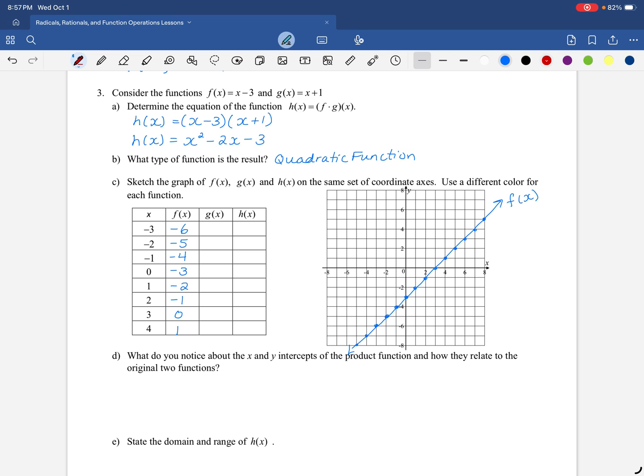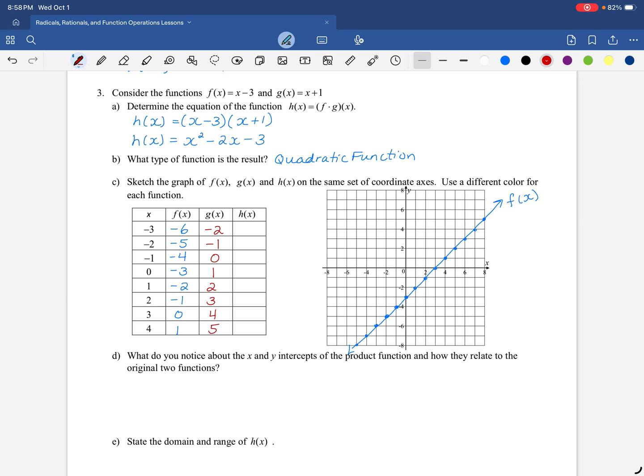Okay, now we'll create the table for function g. Again, you can either manually place those x values into the function, or you can use the table of values on your calculator. It doesn't matter. If I put an x value of negative 3 into function g, negative 3 plus 1 is negative 2. If I put a negative 2 into the x position of function g, negative 2 plus 1 is negative 1. If I put a negative 1 into the position, I get a 0. Put a 0 into the x position, I get a 1. Put a 1 in, I'll get a 2. Put a 2 in, I'll get a 3. A 3 in, I'll get a 4. A 4 in, I'll get a 5. Okay, so again, nice and simple.